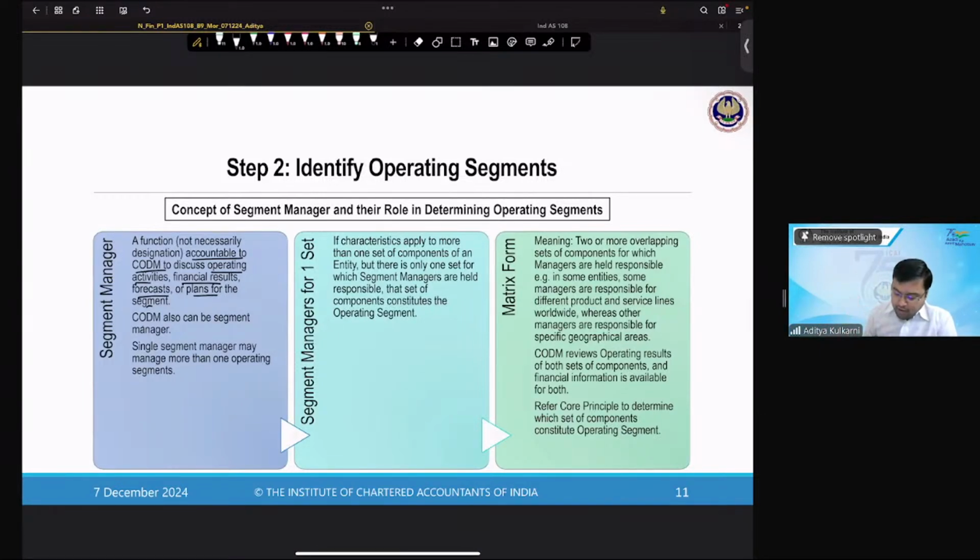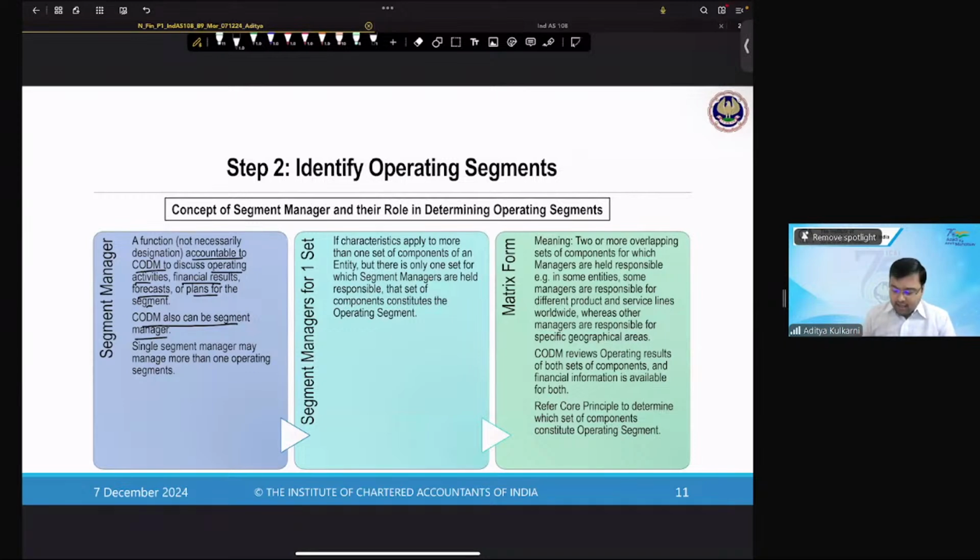The chief operating decision maker also can be a segment manager. Many times क्या होता है, my segments have still not yet grown so much to appoint an individual segment manager for both of them. So the CODM himself reviews the segments and खुद ही अपना decision बनाता है. Okay, he himself makes his decisions. So that is also possible.